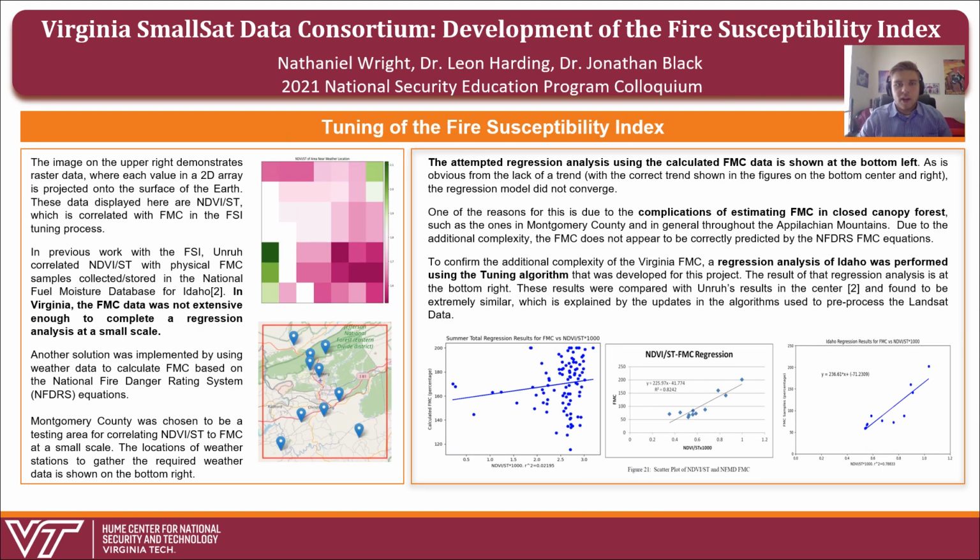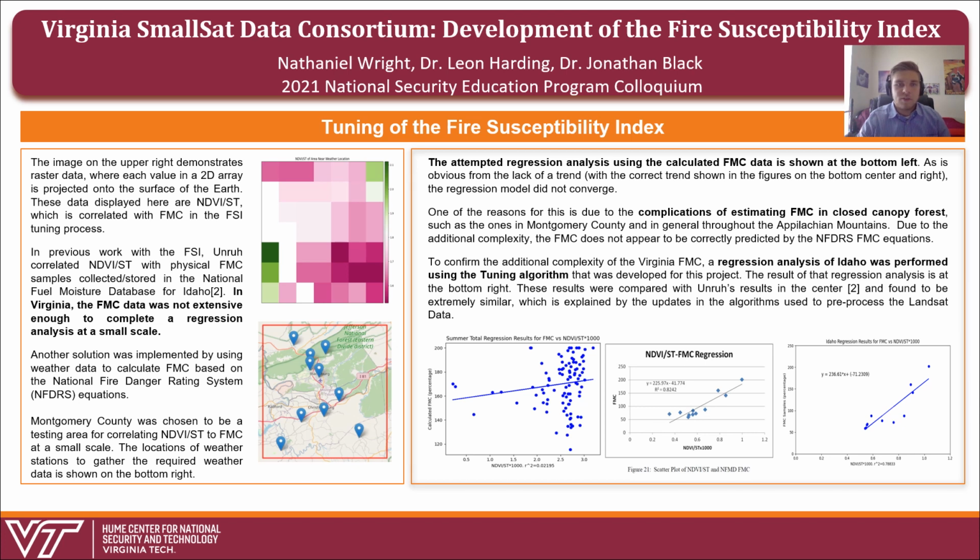The image on the upper right demonstrates raster data, where each value in a 2D array is projected onto the surface of the Earth. These data displayed here are NDVI divided by ST, which is correlated with fuel moisture content in the FSI tuning process. In previous work with the FSI, Jolly correlated NDVI divided by ST with physical fuel moisture content samples collected and stored in the National Fuel Moisture Database for Idaho.